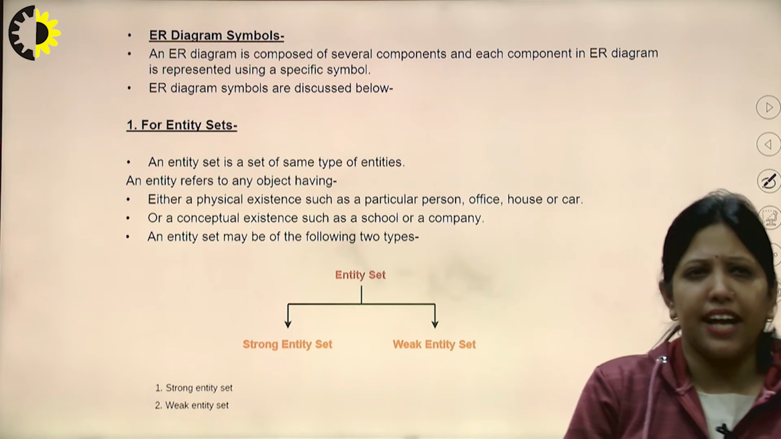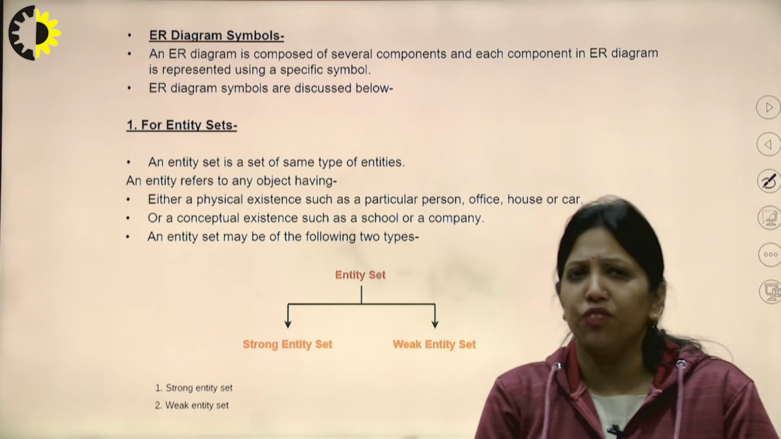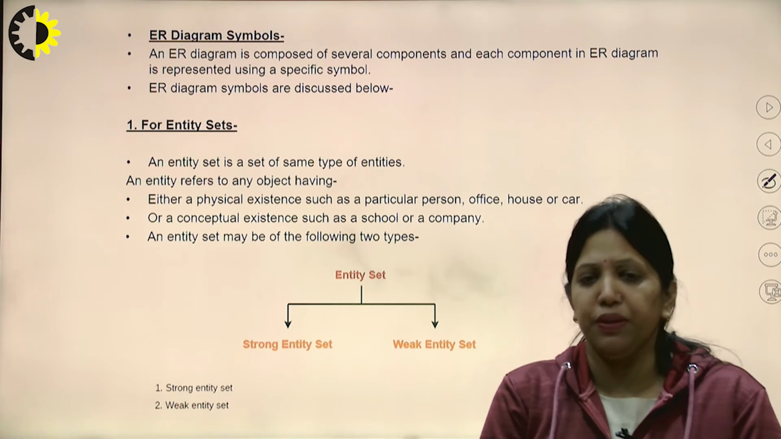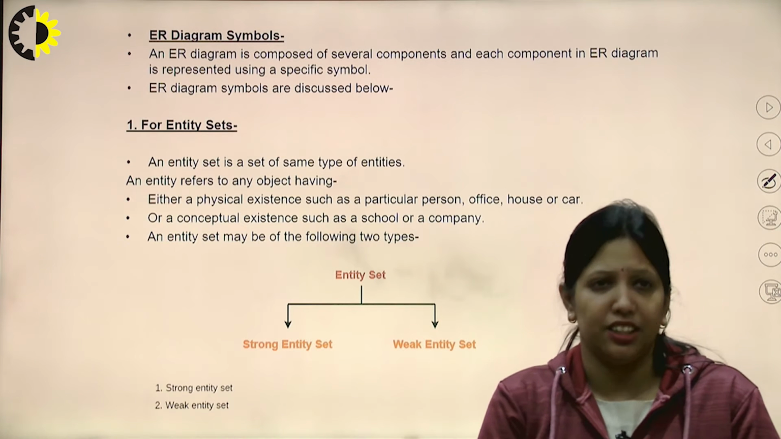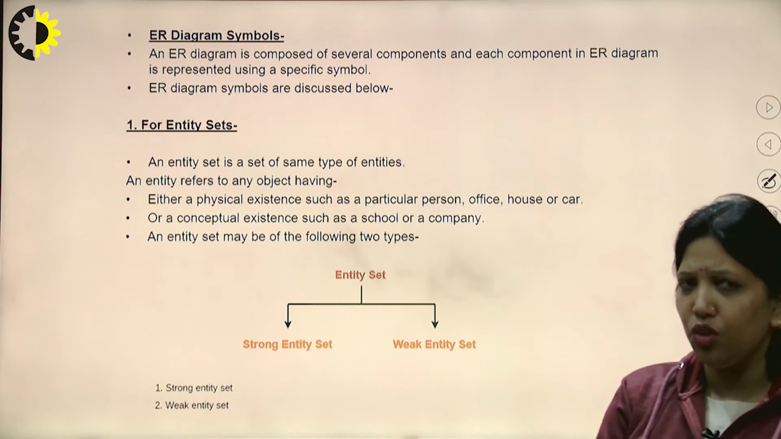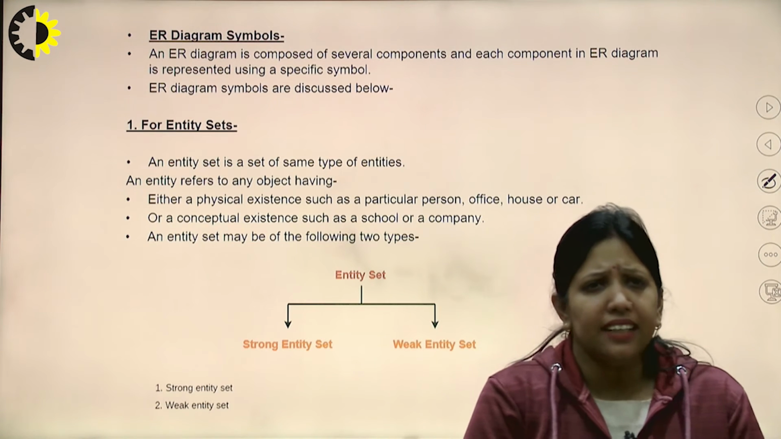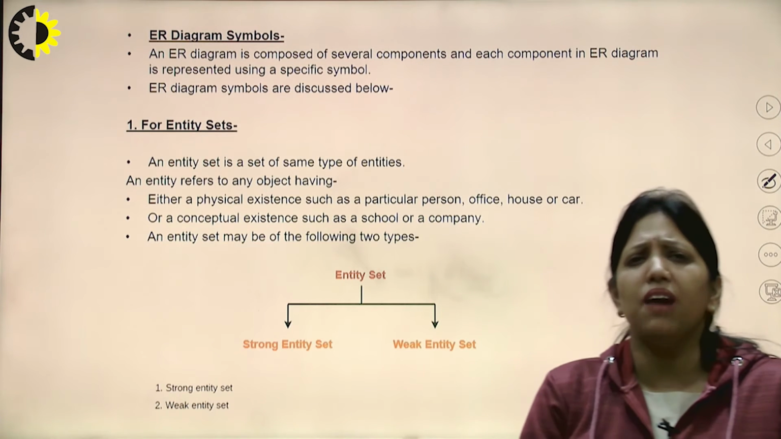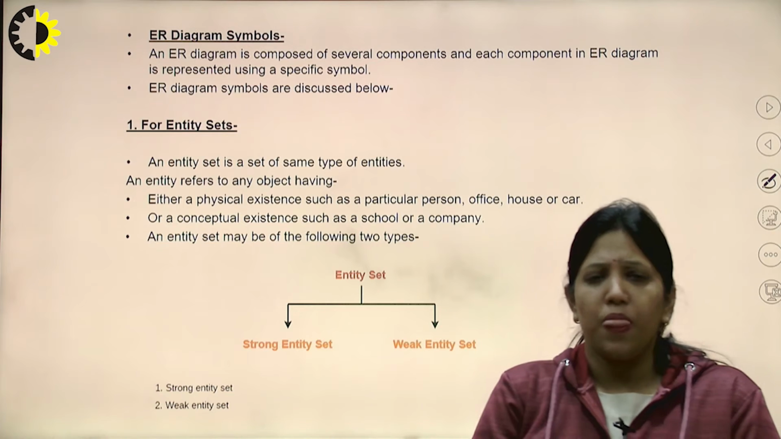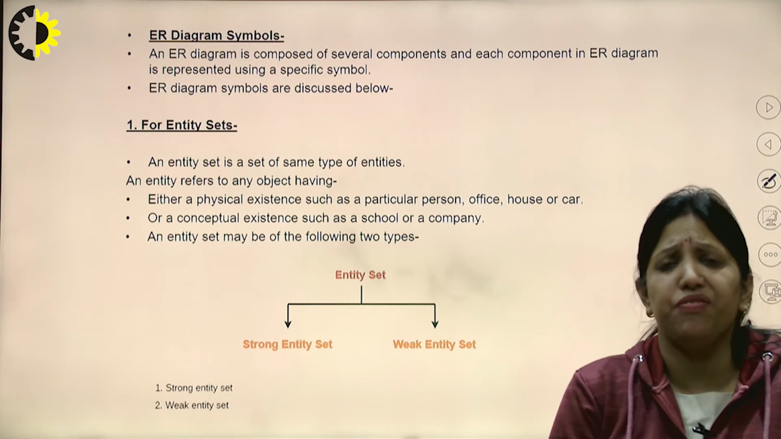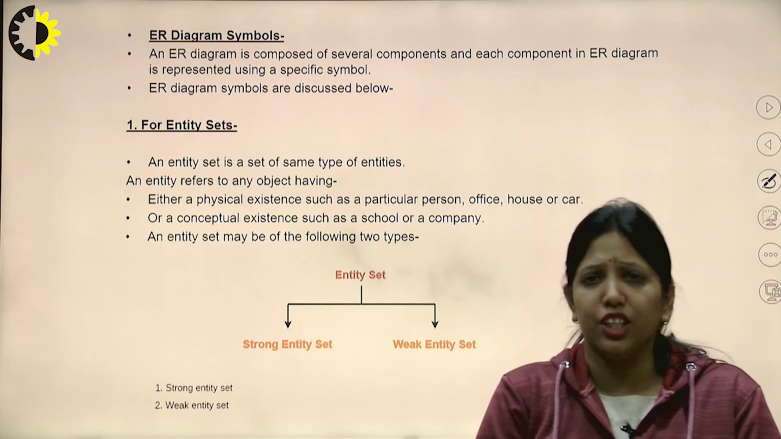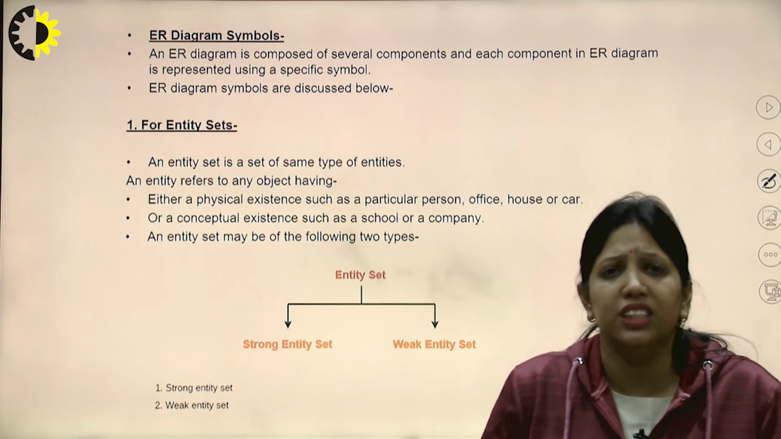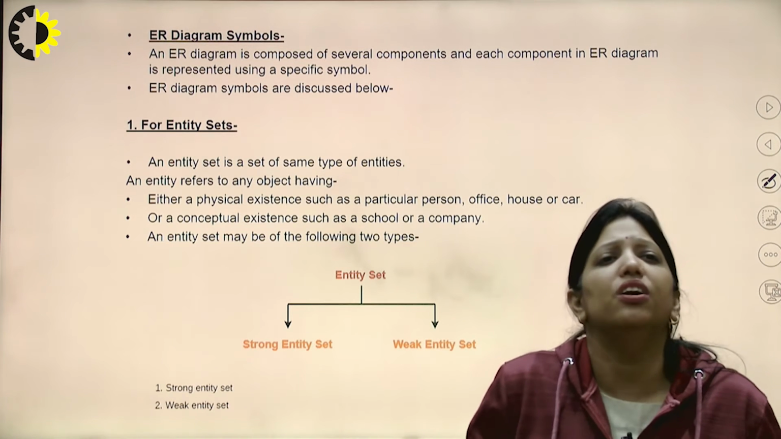Then we have ER diagram symbols. An ER diagram is composed of several components like entities, the relationships between the different entities, and the attributes of the entity set. So first we will discuss the entity set. What is an entity set? An entity set is a set of entities of some type. For example, in a college we have different types of courses like BTech, MTech, MBA, BBA. These all have their own properties, but they are similar types of entities. So we will combine all these courses into a single entity set, which is called course.